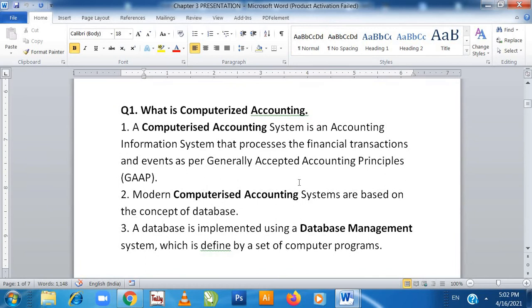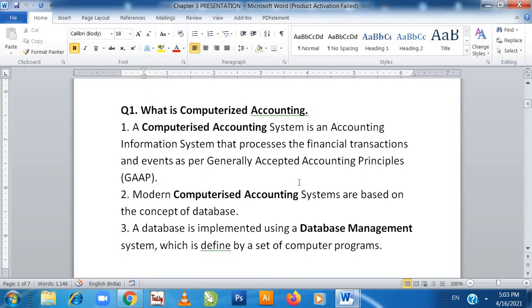Now computerized accounting is an accounting information system that processes the financial transactions and events as per generally accepted accounting principles. When I talk about accounting, it has to follow the generally accepted accounting principle that is known as GAAP, and this accounting principle has been adopted throughout the globe. So there is one uniformity system, that is known as GAAP, generally accepted accounting principle, that we need to follow.